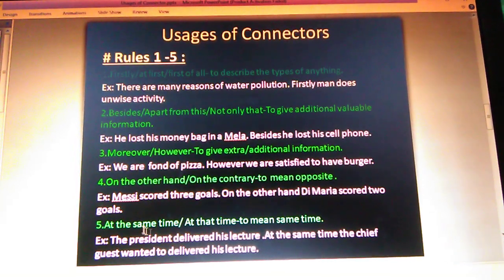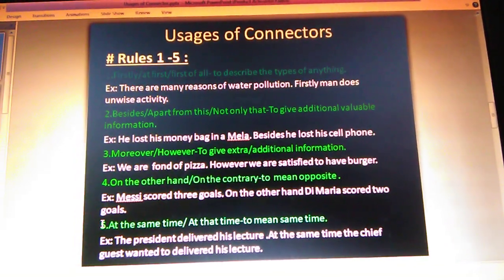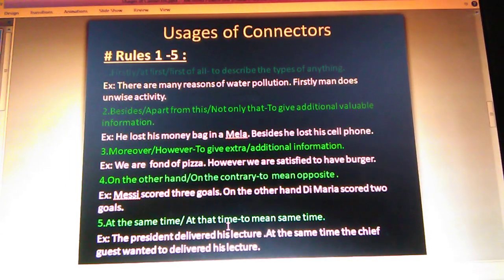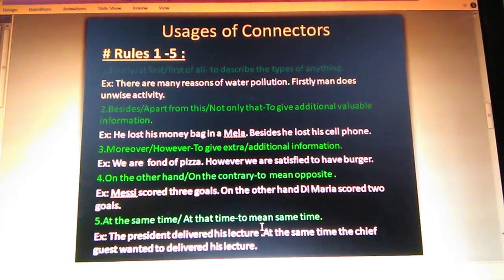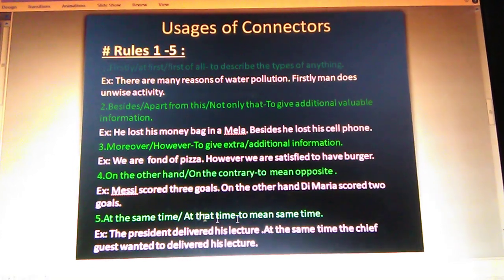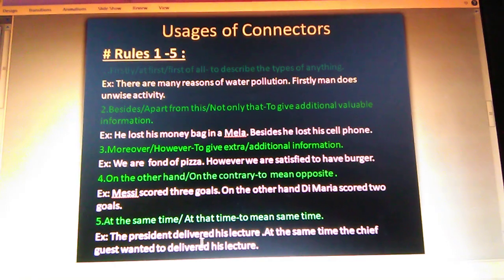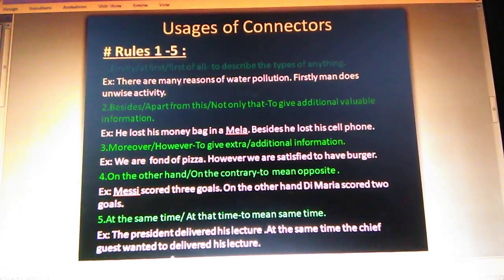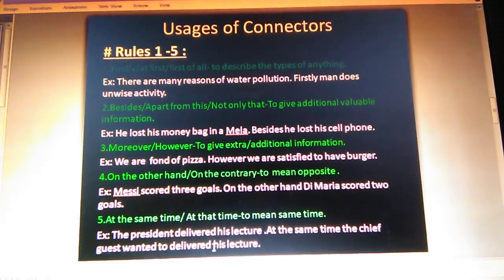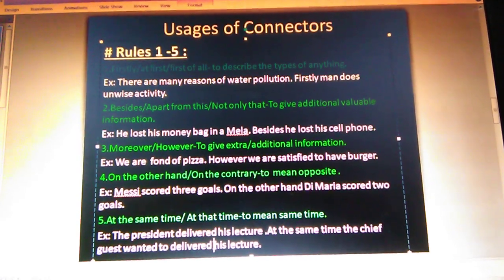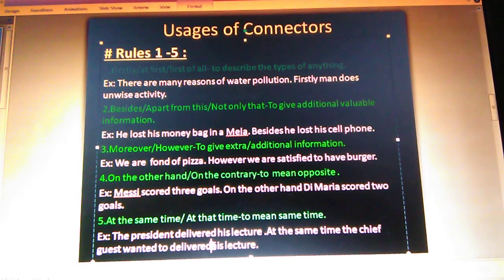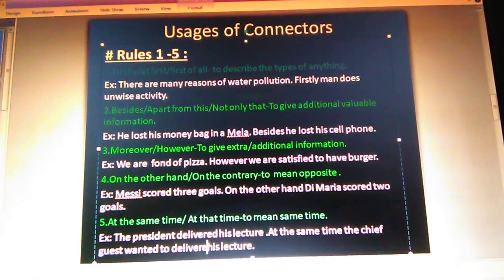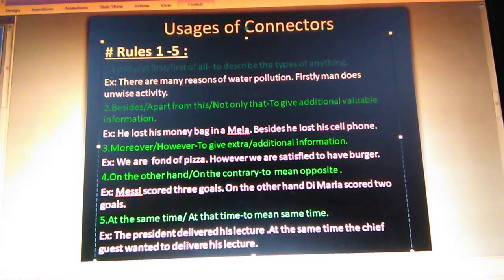At the same time, at that time, both of these are synonymous. These connectors are used to indicate the same time. The president delivered his lecture. At the same time, the chief guest wanted to deliver his lecture.